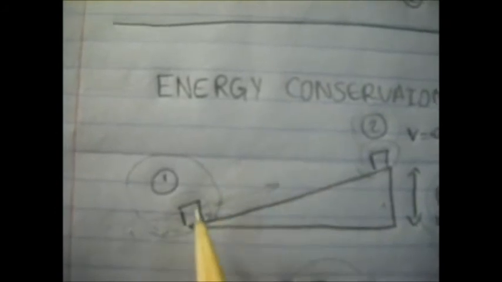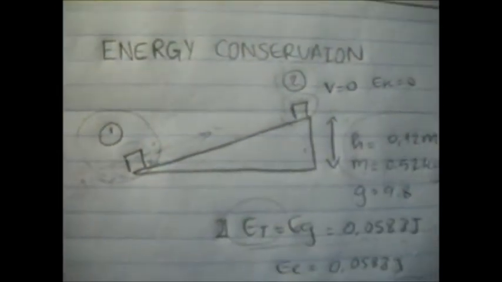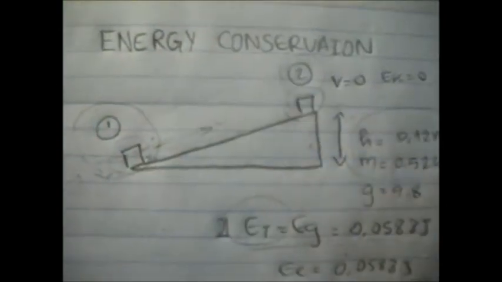Now I can see that energy is conserved throughout the ramp because the total energy does not change, even though gravitational energy, elastic energy and kinetic energy could change, but the total energy does not change.